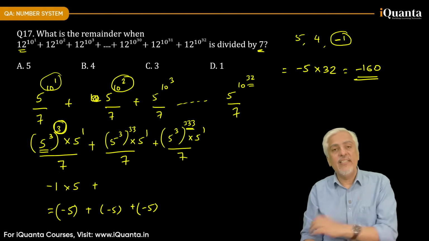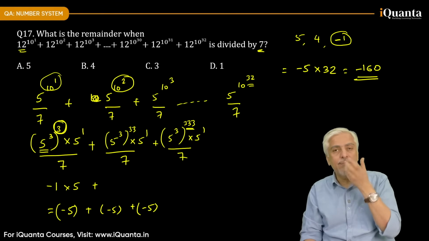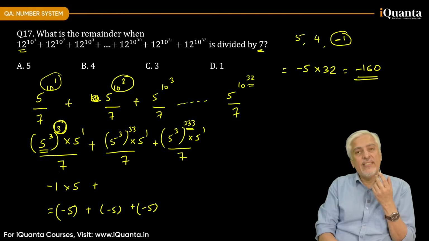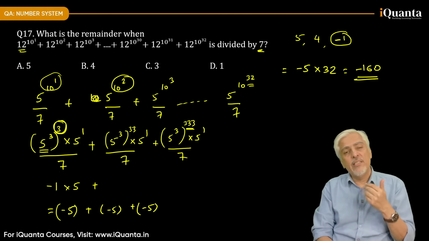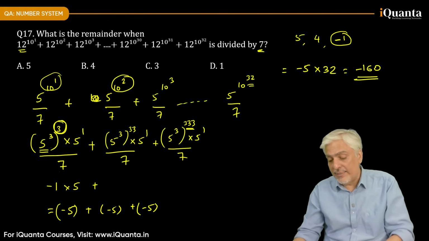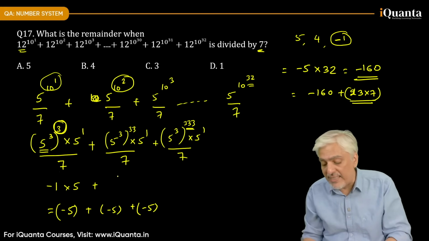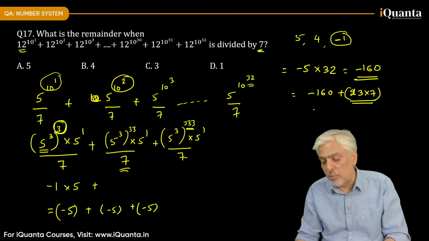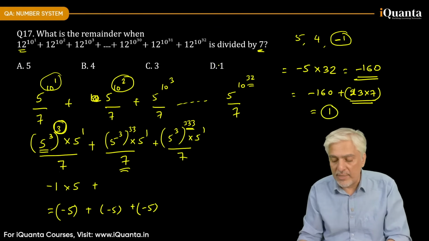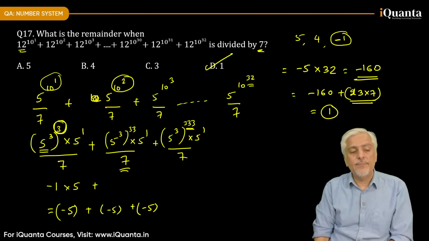How will we make -160 positive? We'll add multiples of 7 which is bigger than 160. So 7 twenties is 140, 7 twenty-ones is 147, then 154, 161. That means negative 160 can be written as negative 160 plus 161, which is 23 sevens. I have to add the divisor, that is, add 7, so I have to keep adding any multiple of 7 till it becomes positive. So the answer is 1. Everybody understood? Check properly.